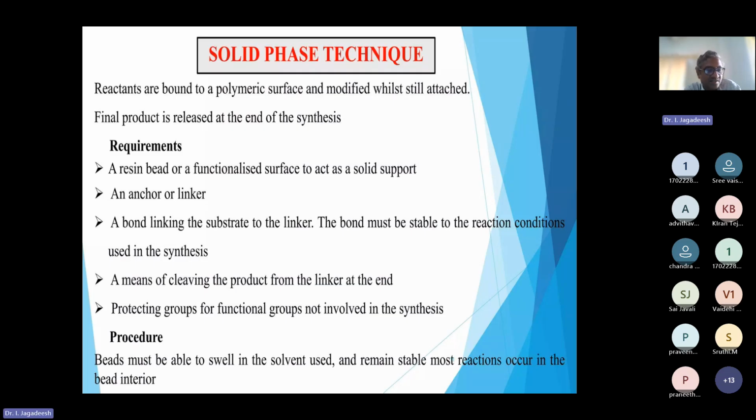So the first one, which is very important, and everybody in the world is looking at, is to convert all the solution phase approaches to solid phase techniques, because this is going to reduce our bioburden. At the same time, revenues are going to be generated by reducing the solvent usage. So the solid phase techniques include the reactants being bound to polymeric surfaces. So we can call them immobilized and modified while they are still attached to the immobilized support. The final product is released at the end of the synthesis.